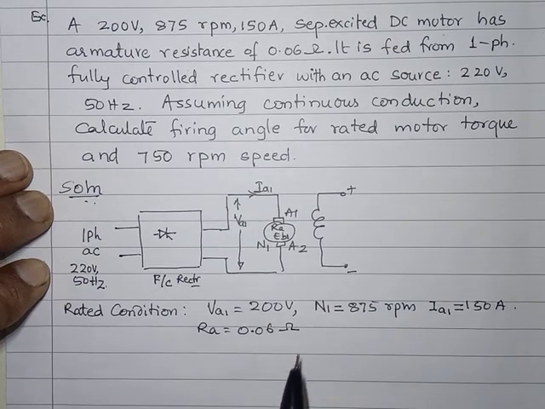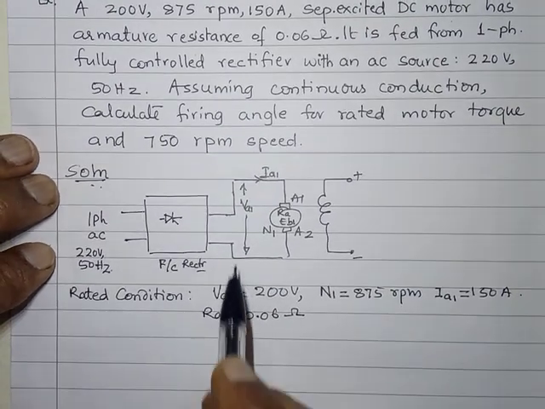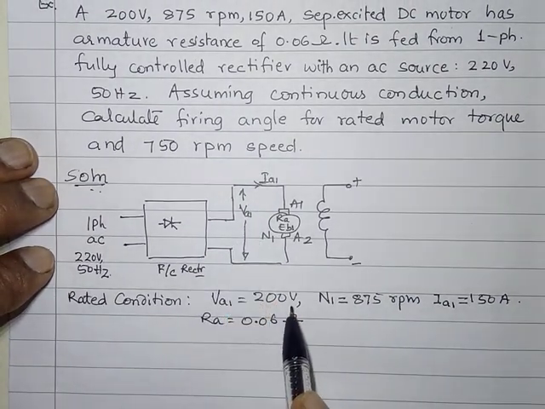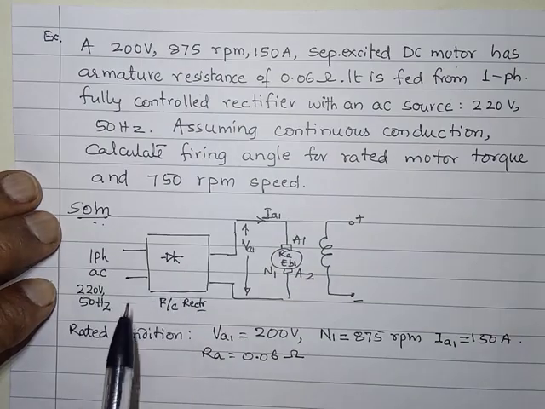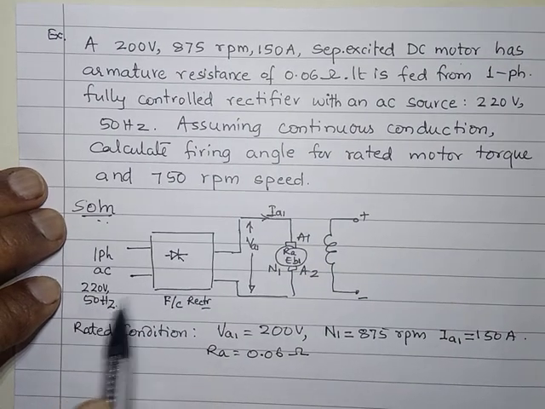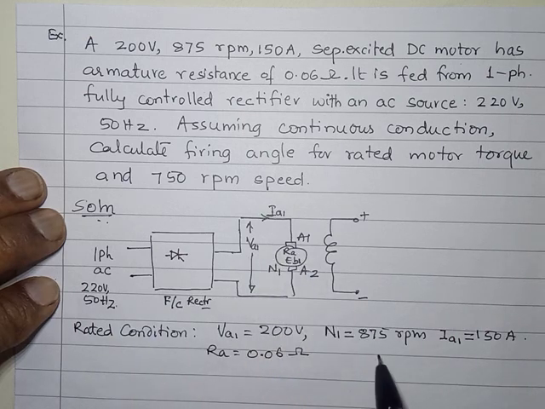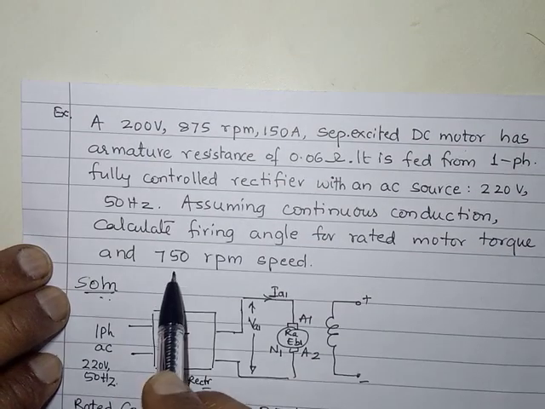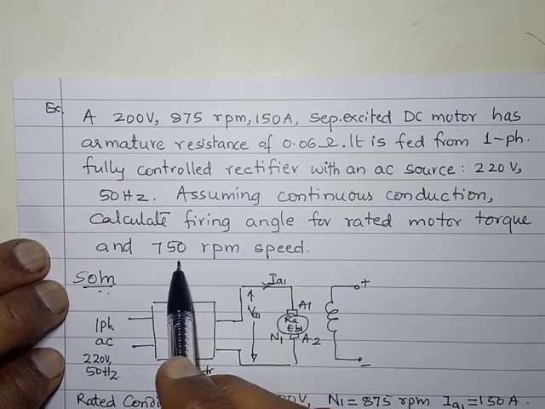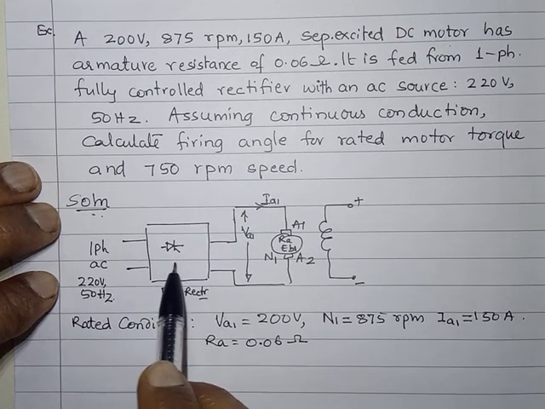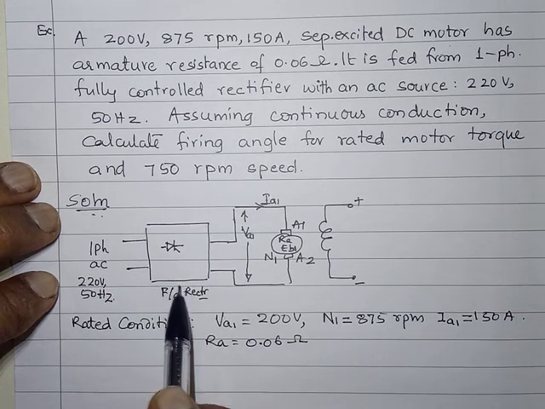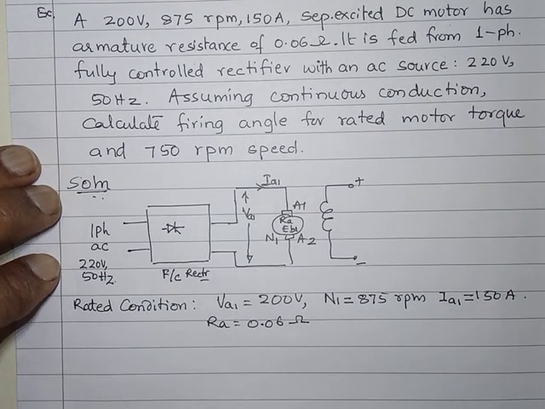Now what I will do, I know when this is 200 volts at some firing angle of the rectifier with this input voltage, this will run at 875 rpm. Now we want the speed to be 750. To get 750 rpm, what is to be the firing angle of this rectifier? That is what is asked.